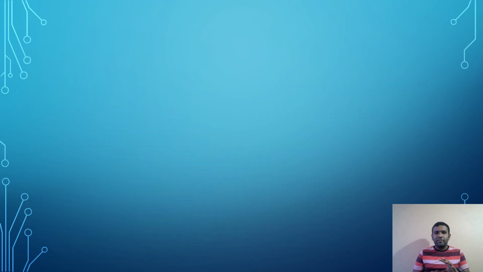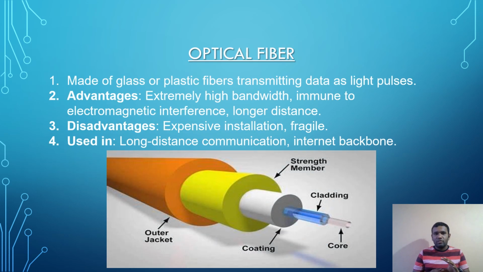Optical fiber is one of the newest inventions, a state-of-the-art technique, where it's made of glass or plastic fibers transmitting data as light pulses. So the data from one part to another goes in the form of light. The data here is encoded, converted into light, and the light is transmitted from the sender. The light is received at the receiver side, and then it is decoded again, and the information is taken.